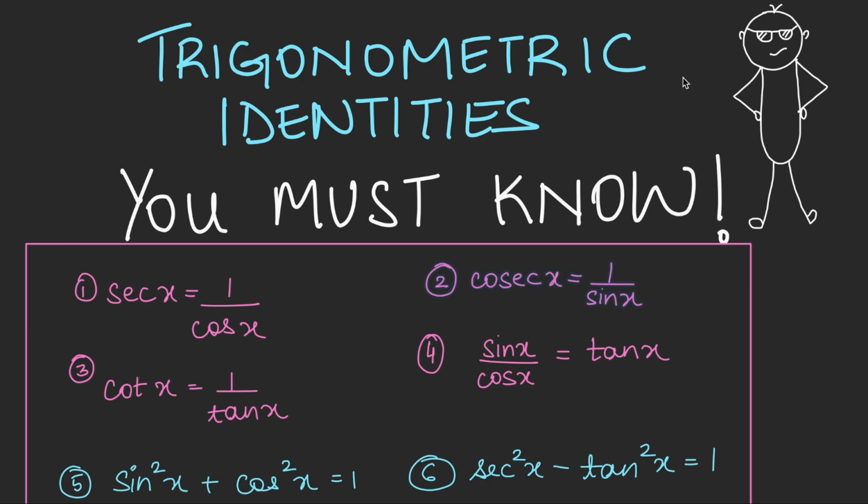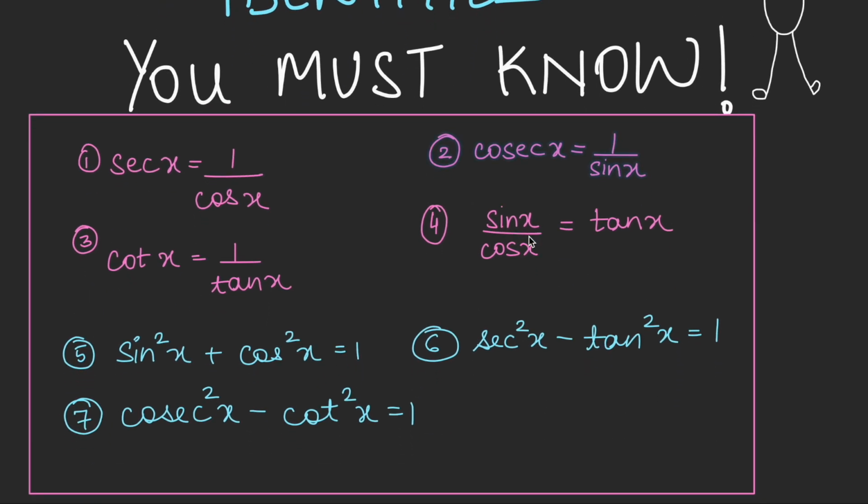Before you move on with this video, here's a list of 7 important trigonometric identities that you must know before watching this video. If there's even one identity that you're not aware of, pause the video, memorize it, write it down on a sheet of paper, and only then move on with your questions.